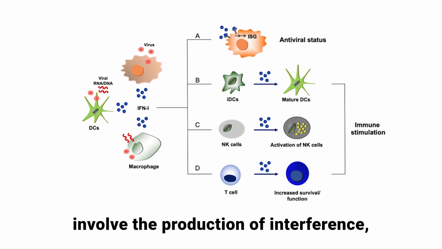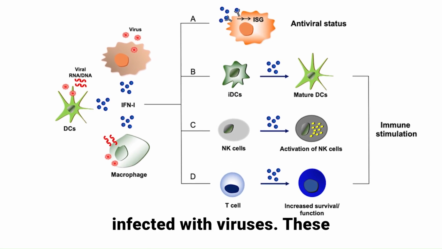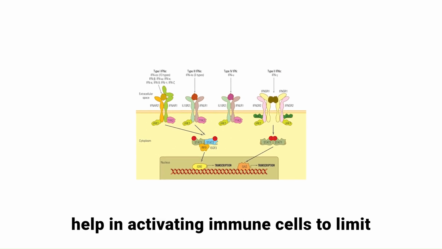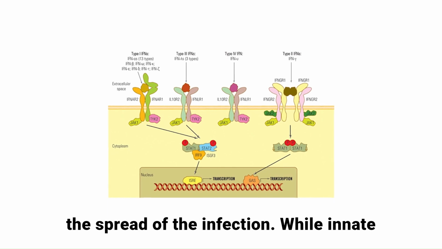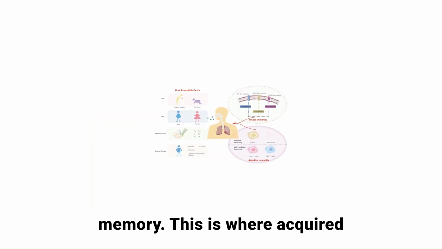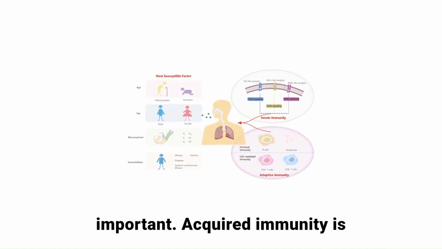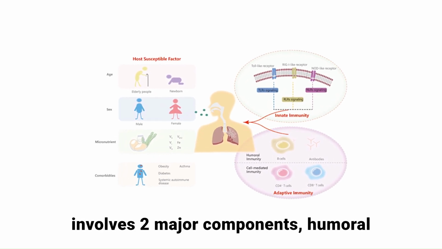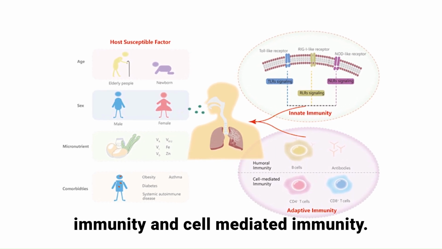Cytokine barriers involve the production of interferons, which are proteins released by cells infected with viruses. These interferons alert neighboring cells and help in activating immune cells to limit the spread of the infection. While innate immunity is fast and immediate, it lacks memory. This is where acquired immunity, or adaptive immunity, becomes important. Acquired immunity is highly specific to the pathogen and involves two major components, humoral immunity and cell-mediated immunity.